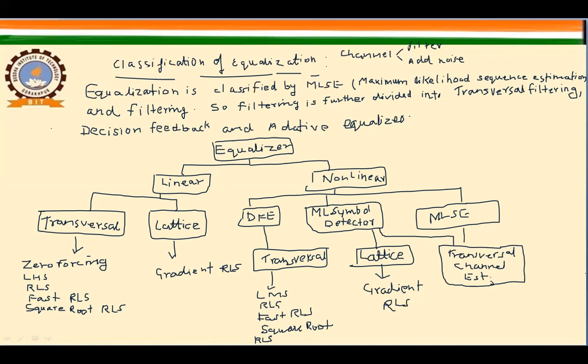So transversal filter, which is divided into the zero forcing equalizer or minimum mean square error. So that is called MSE equalizer, minimum mean square error equalizer. The decision feedback equalizer uses the past decisions to remove the ISI contributed by them.